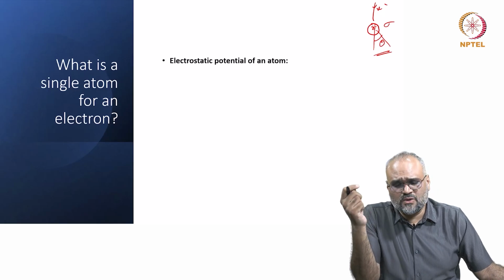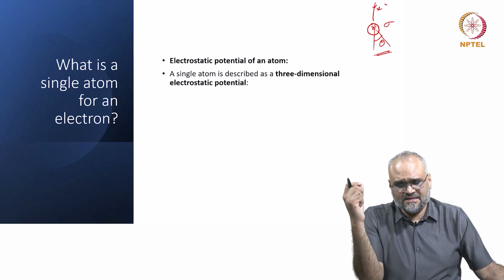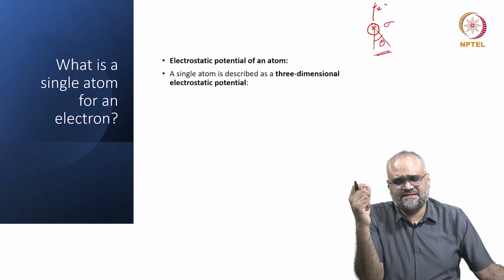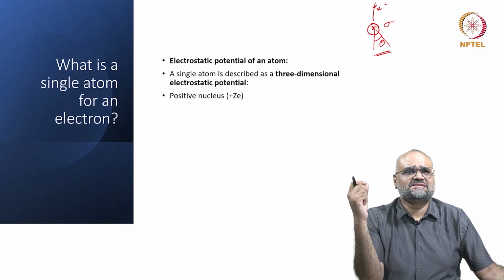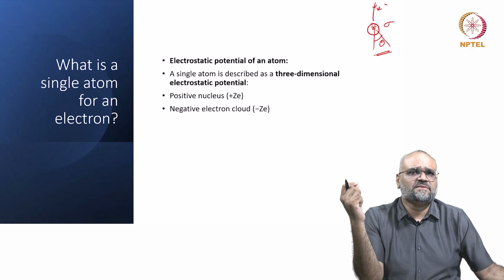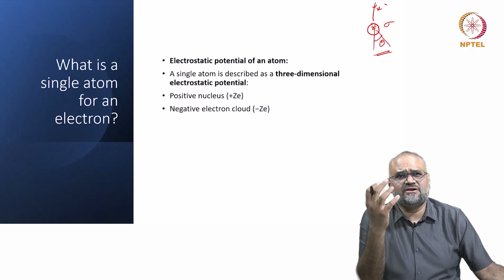Now, the other way to look at this is, if your single atom is actually described as a three-dimensional electrostatic potential, what do I mean by this? The nucleus is positively charged. There's a negative electron cloud surrounding the nucleus.